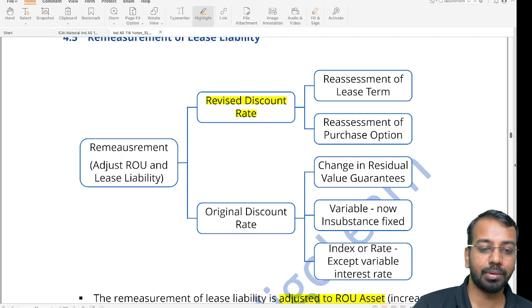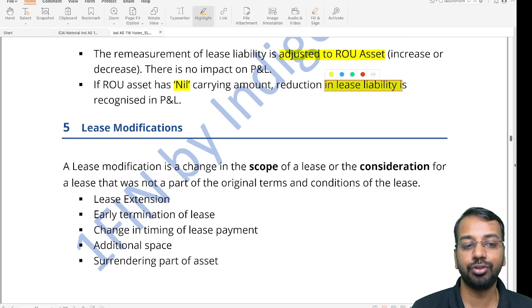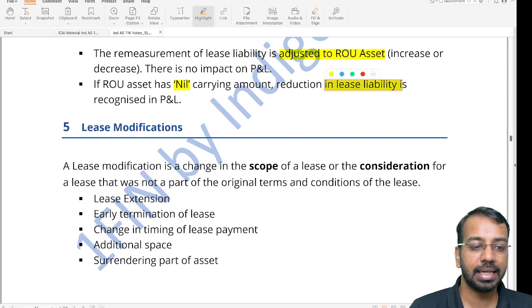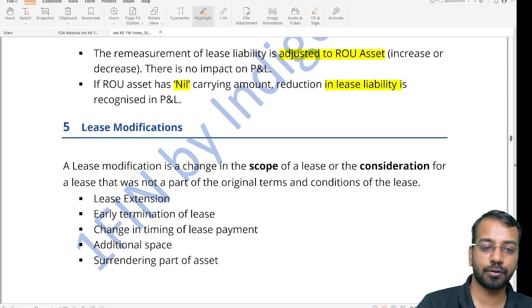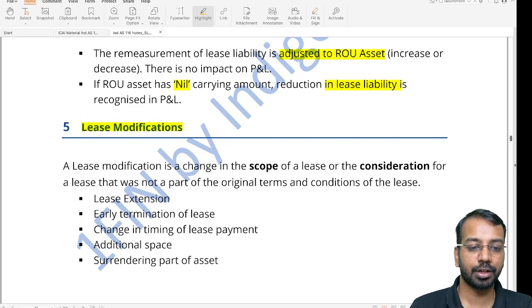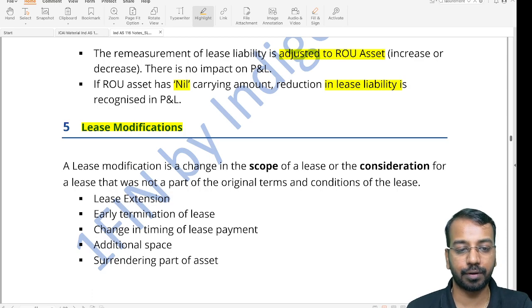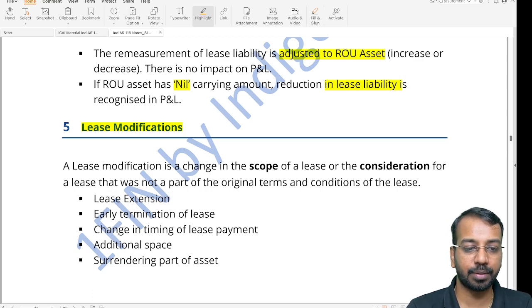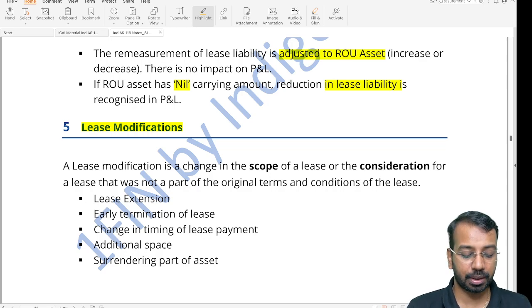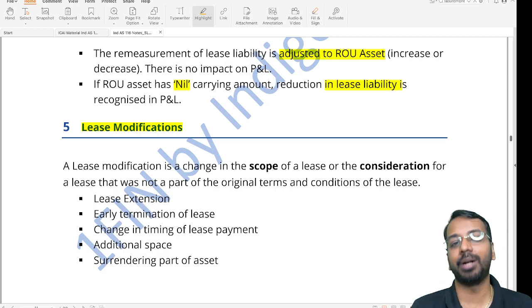Now the next important and challenging part for a lot of students is lease modifications. What are lease modifications and how do we account for them? Let me give you some examples first. Say I have taken one floor of a building. My business increased, and because of which I wanted to take an additional floor in the building. Now, when I'm taking an additional floor, there are two options.